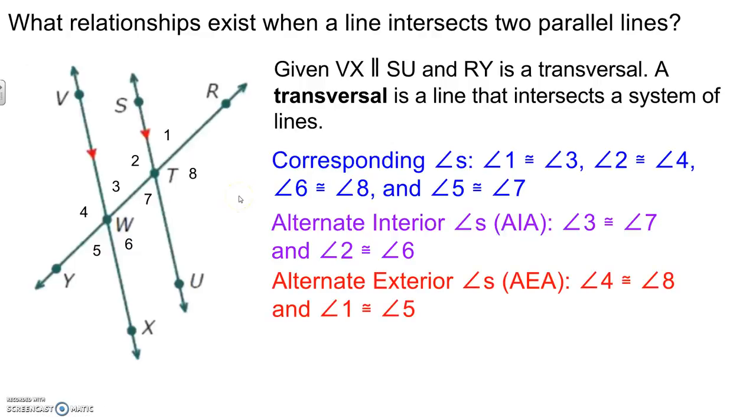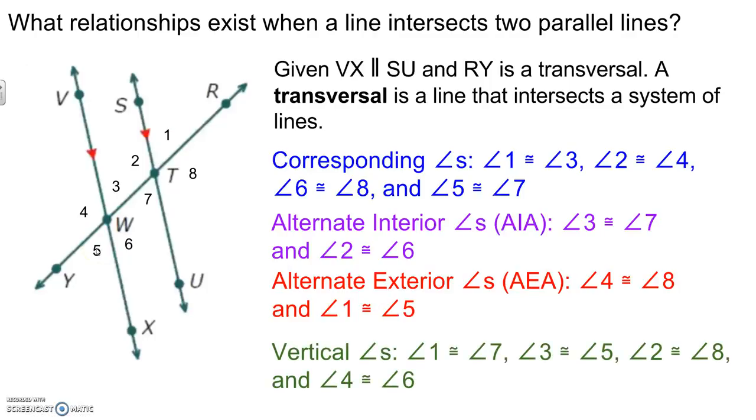Another relationship would be the alternate exterior angles. And we have AEA as the abbreviation here, and we can see that angle 4 and angle 8 are alternate exterior. They're on the outside of the parallel lines, and they are on opposite sides of the transversal, like angle 1 and angle 5. As we looked at in our last slide, the idea of vertical pairs form at that intersection. So angle 1 and 7 are vertical pairs, therefore they are congruent.